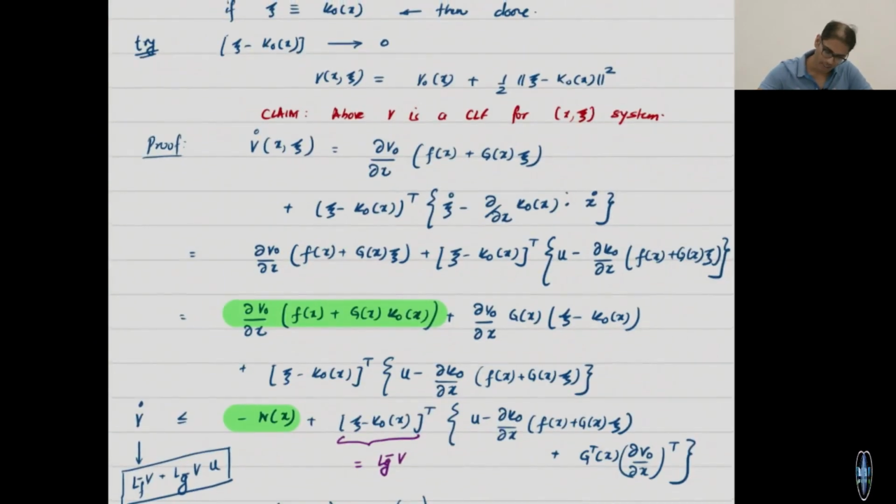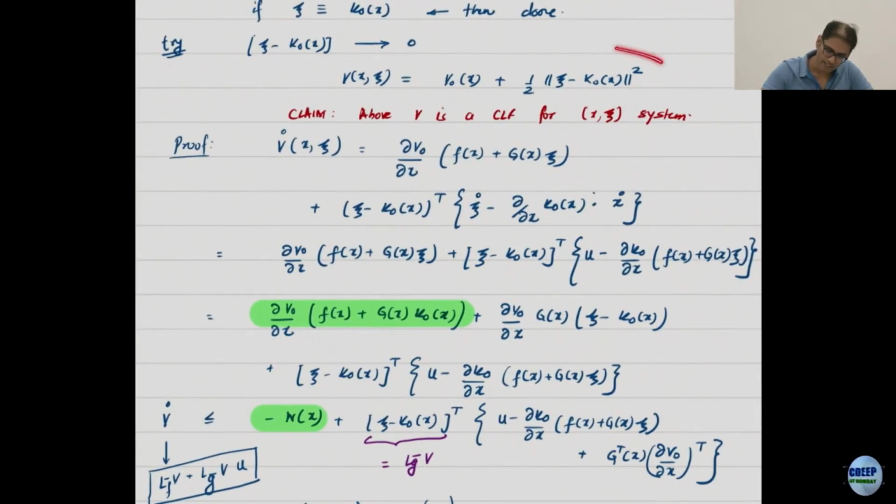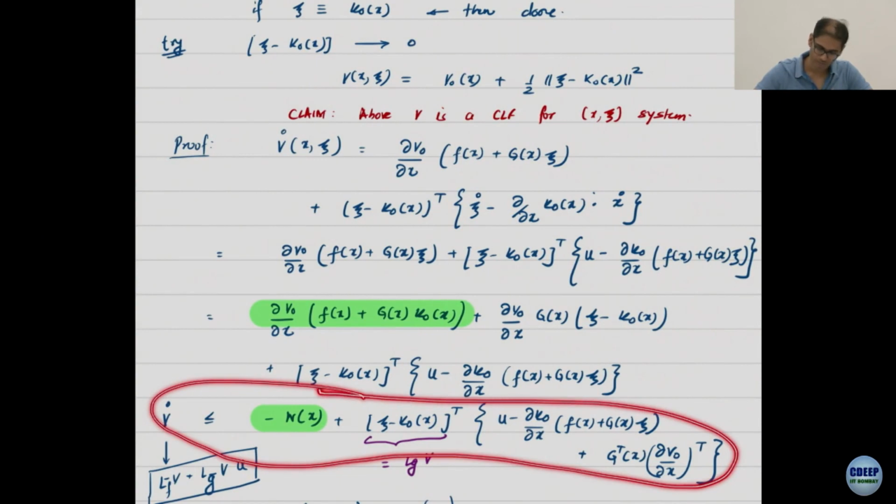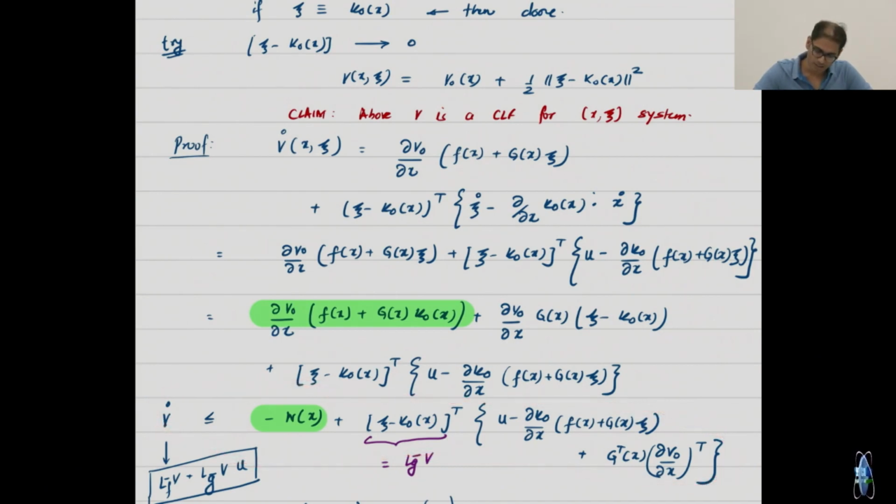Excellent. Can you use the fact that this is positive definite to motivate how to choose the control here? What do you think? He's already suggested that we cancel these two terms, which is good because I don't know anything about definiteness of these terms. So it's the smart thing to do. Cancel these guys.